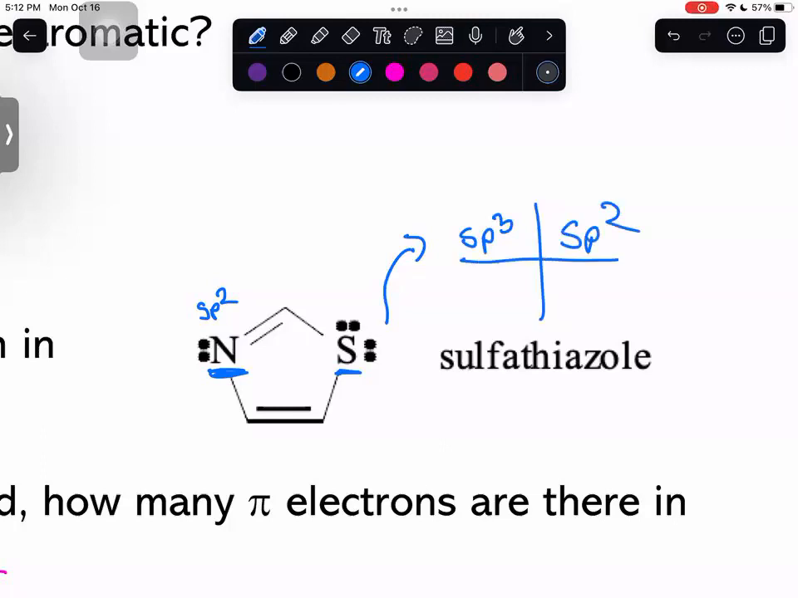If it's sp3, what kind of system? Non-aromatic, because it breaks the rule of fully conjugated. If it's sp2, what's the rule of single bonded? How many pi electrons does it give me? So yes, remember, single bonded heteroatoms, if they choose to be sp2, they're going to give you 2, okay?